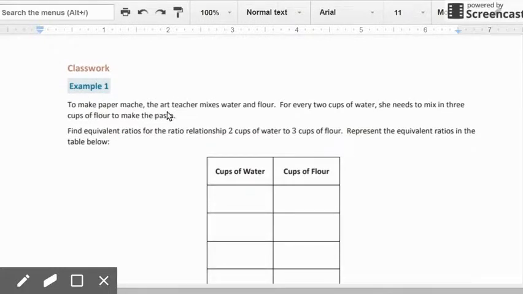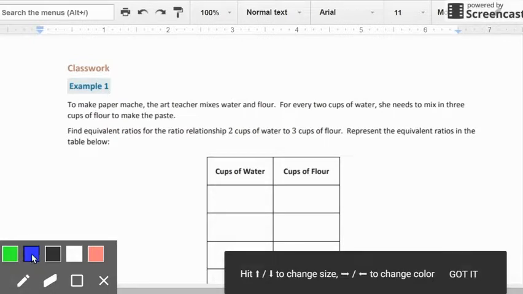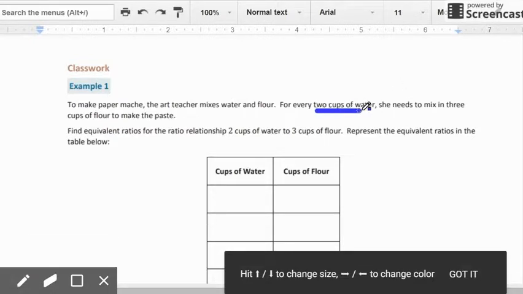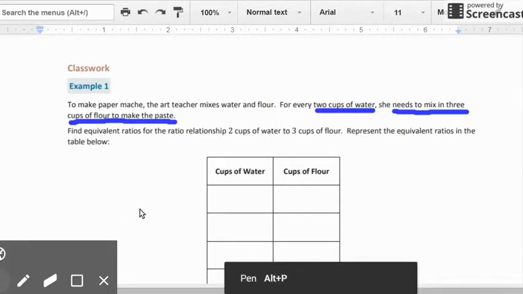To make paper mache, an art teacher mixes water and flour. For every 2 cups of water she mixes, there's 3 cups of flour, so that's a ratio. So let's go ahead and underline that. 2 cups of water, 3 cups of flour to make the paste. So we need paste to do the paper mache.